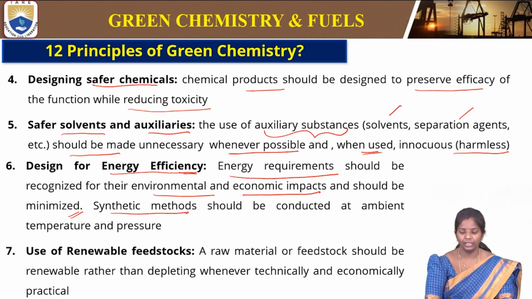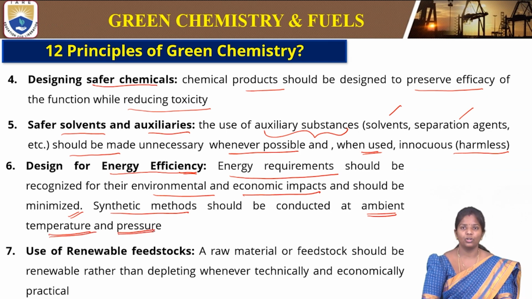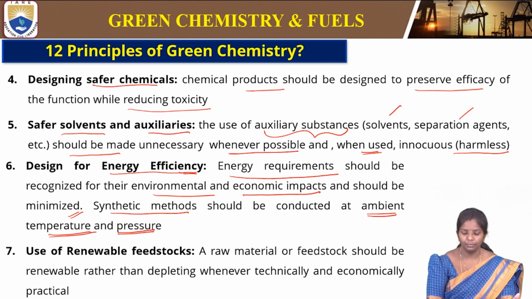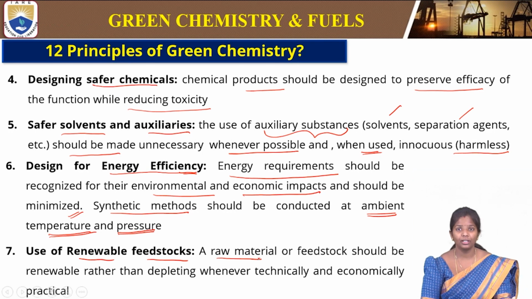Synthetic methods should be conducted at ambient temperature and pressure. Ambient temperature is the temperature present in the manufacturing process, that is, room temperature. We should prefer methods wherein the process takes place at ambient temperature and pressure, so that we need not apply more pressure or temperature. That will reduce the energy input. Use of renewable feedstock. We have some raw material to be used during product synthesis.